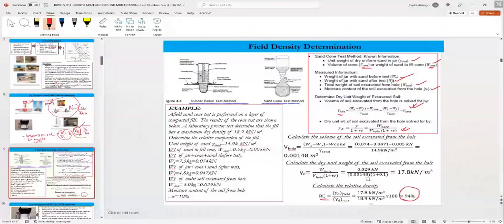That's the question I will ask you. If it passes the compaction test, you specify 95, you get 96, and the moisture content is within the range, is everything okay in that case?